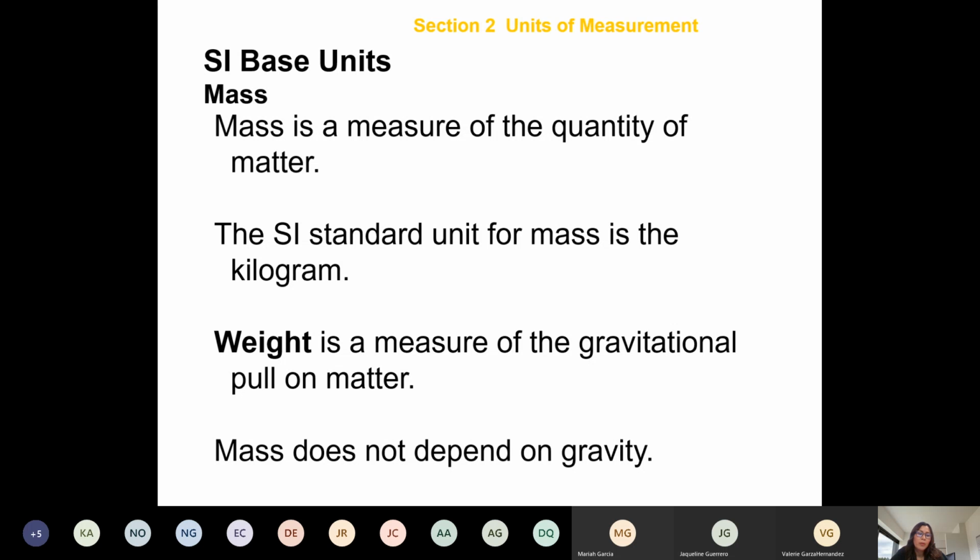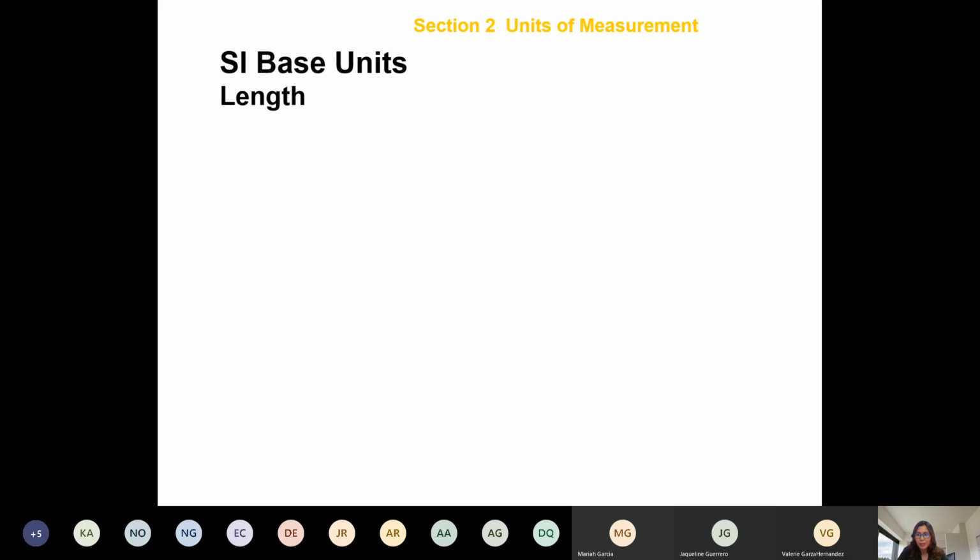Before I move on, weight again is something we're not going to talk about here in chemistry. We're not going to use weight at all. We're only going to use mass. In physics next year, that's when you're going to be talking about weight and using it in your calculations, but not here in chemistry. Okay, so let's move on to length.